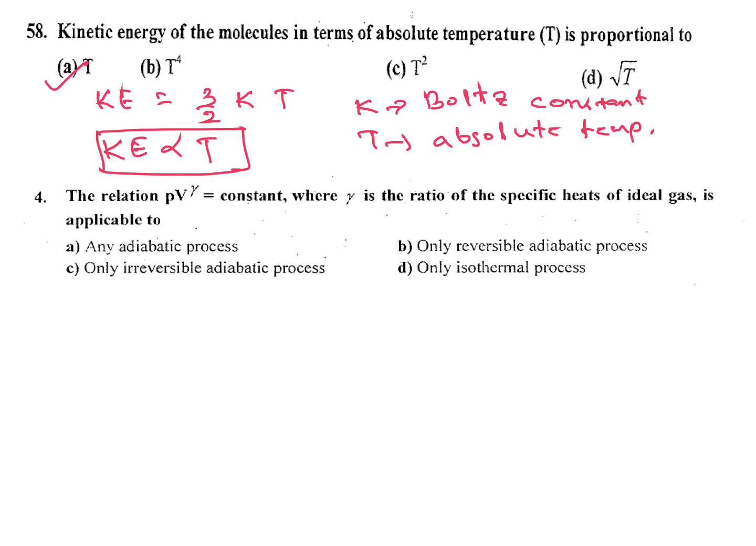The relation P v to the power gamma equal to constant, where gamma is the ratio of specific heats of ideal gas, is applicable to what? P v to the power gamma equal to constant and Cp by Cv equal to gamma. It's applicable to any adiabatic process? No. Only reversible adiabatic process. This is the answer. B is the answer.